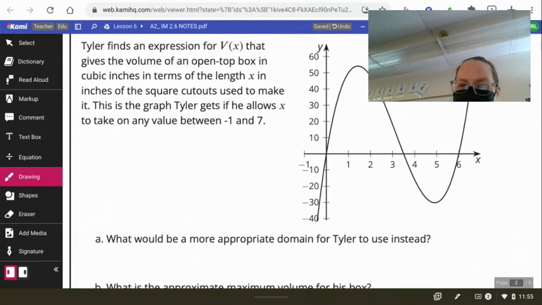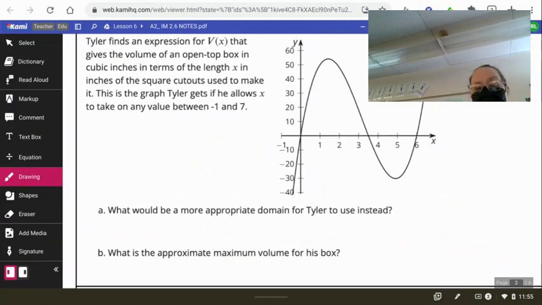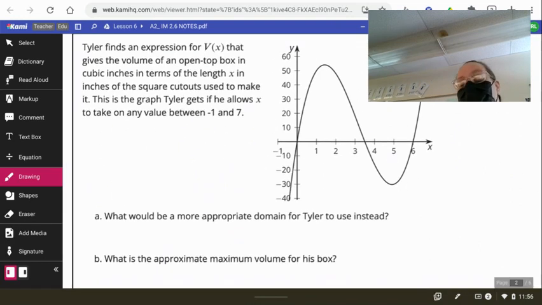Okay, this goes back to our box at the beginning of this unit. The statement says Tyler finds an expression for the volume that gives the volume of an open top box. Remember when we made those boxes, cutting out the squares, right? He graphs the volume. This is the graph that Tyler gets if he allows X to be any value from -1 to 7. What would be a more appropriate domain for him to use? Which X's are really possible?